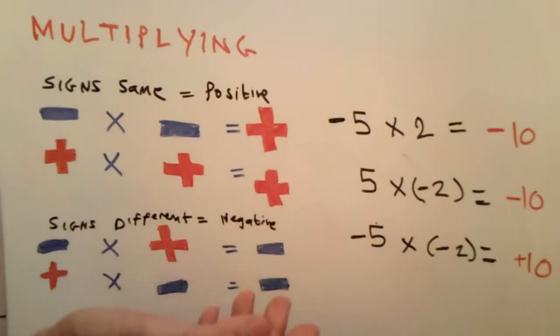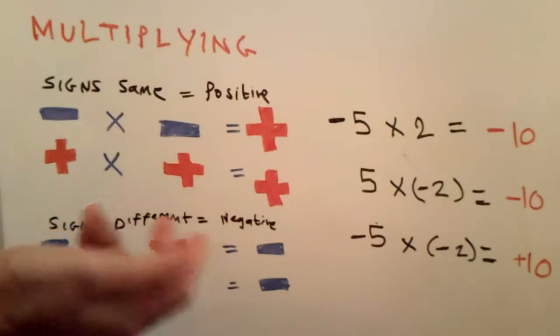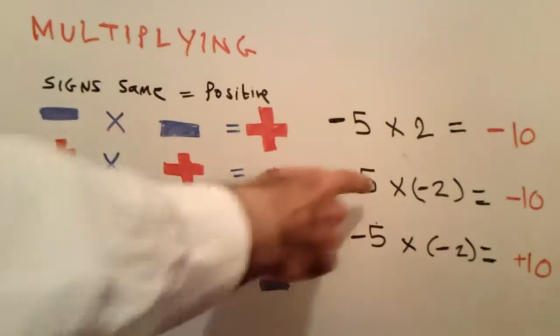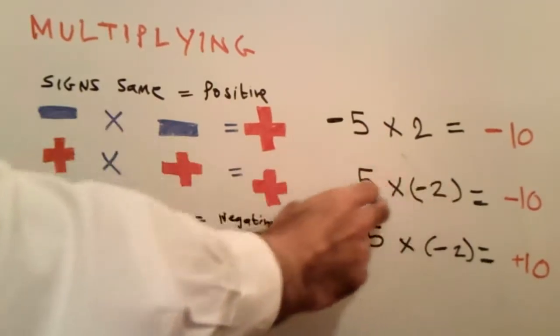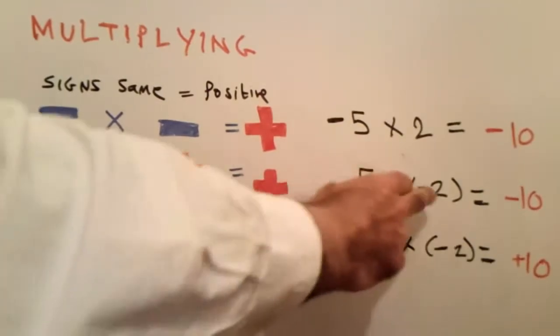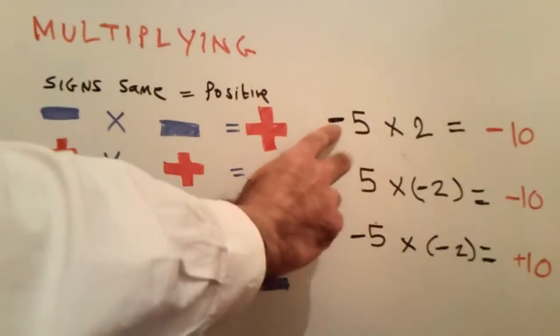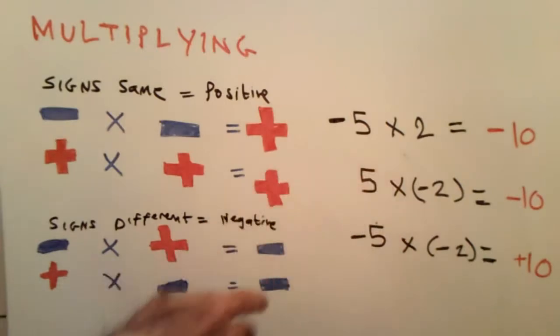The quick way to remember is, if the signs are different, the answer is going to be negative. Otherwise, it's positive. So if you see any difference in the signs, that's a positive and that's a negative, or that's a negative and that's a positive, the answer is going to be negative, and that's it.